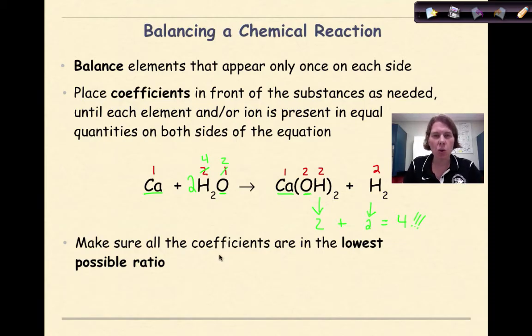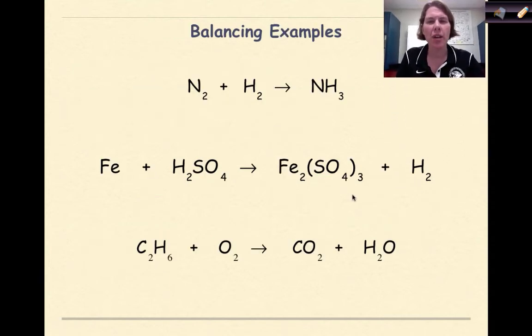The last thing that you want to do is just make sure all the coefficients are in the lowest possible ratio. So in other words, right now if I look at this, this is in a 1 to 2 to 1 to 1 ratio. If there was a coefficient of 2 to 4 to 2 to 2, I'd want to reduce that down, divide everything by 2 to get back to my 1 to 2 to 1 to 1 ratio. That's what they mean by lowest possible ratio. Let's do a couple more examples.